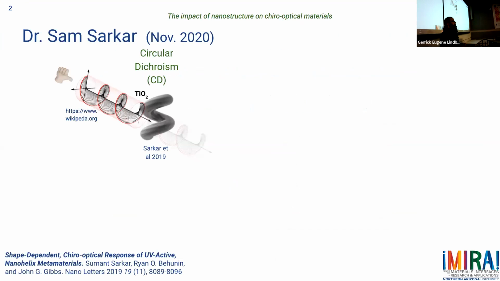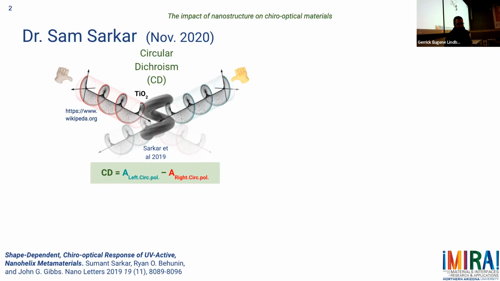A little over a year ago, when it was still Mr. Sam Sarkar, Sam explained that his group was engineering chiral materials, and they used circular dichroism to investigate the chiro-optical properties of the material. Circular dichroism, or CD, is a measure of how a chiral material will absorb circularly polarized light. What I'm showing you here is right-handed circularly polarized light. Here is left-handed circularly polarized light, and the difference in absorption provides a measure of CD.